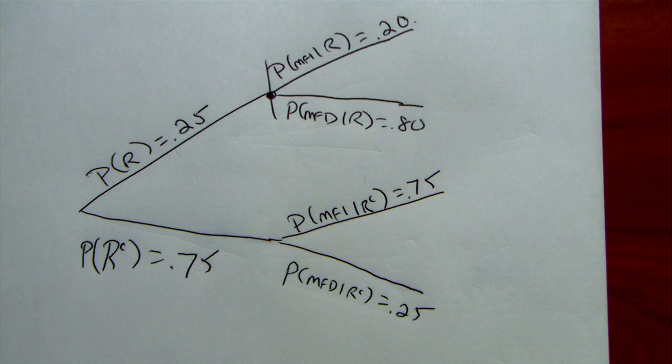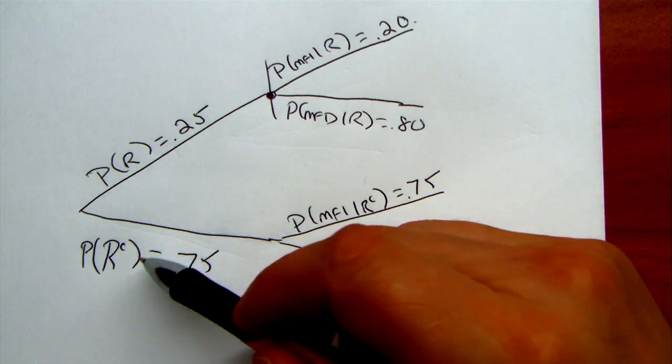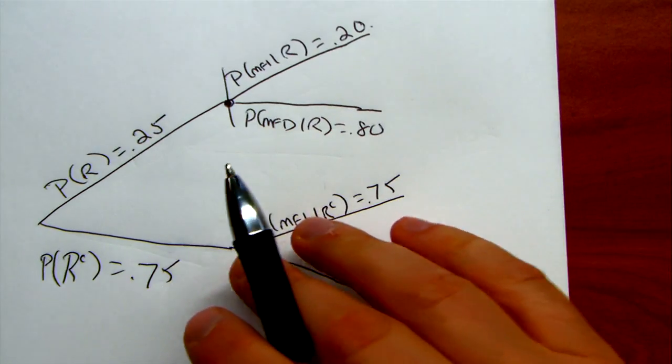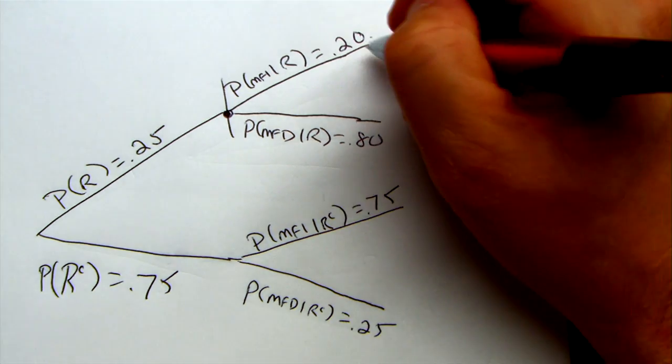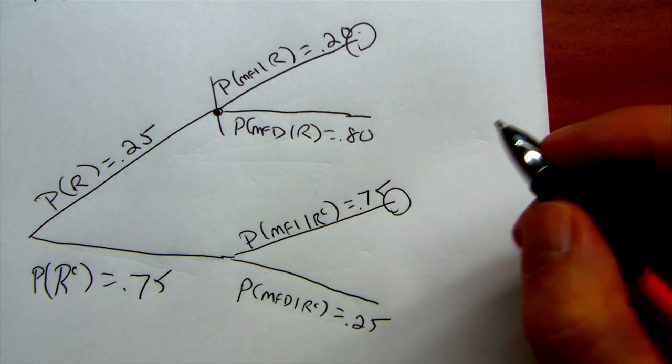So I have my tree and I have 4 outcomes. Recession, increase, recession, decrease. No recession, increase, no recession, decrease. It is looking for the overall probability that the mutual fund's value will increase. Well, where does it increase? Of the 4 outcomes, it increases here and increases here.